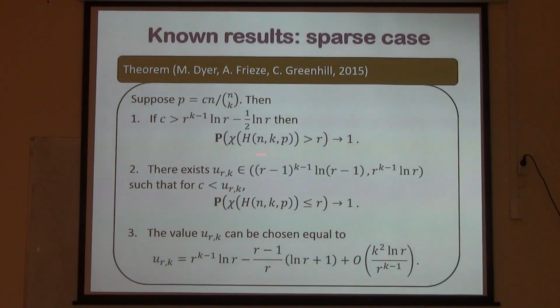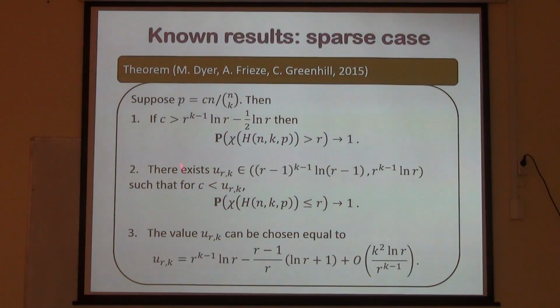Okay, and they prove the following. There exists some number between r to the power k minus 1 log r and the previous point, with r one smaller, so r minus 1 to the power k minus 1 log r minus 1. There exists some point in this interval such that for all constants less than this point, we have r-colorability with high probability. Okay, but this is the exact result.